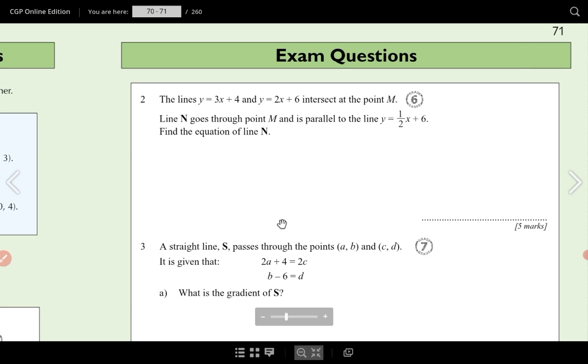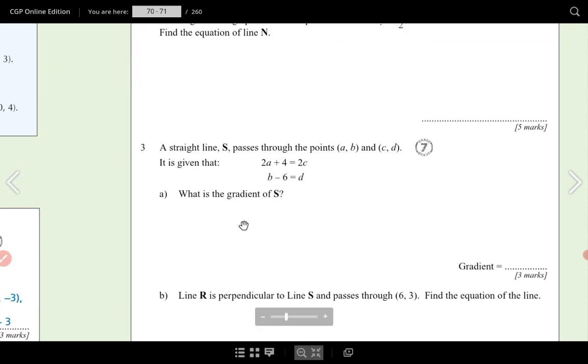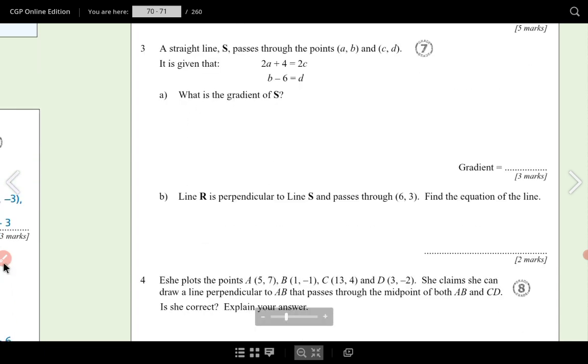Okay, so maybe this one looks a bit hard. Let's try to solve this one. A straight line S passes through the points A, B, and C, D. Given this, what is the gradient of S? So these are the lines.